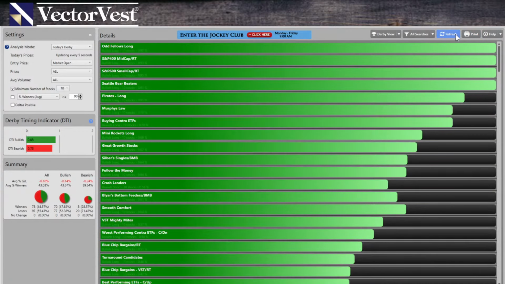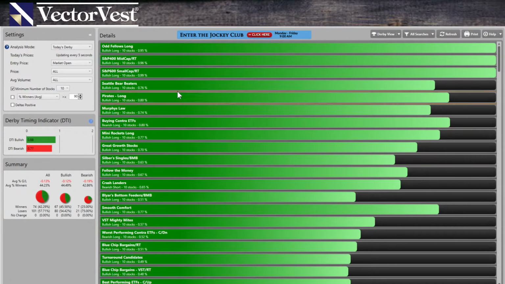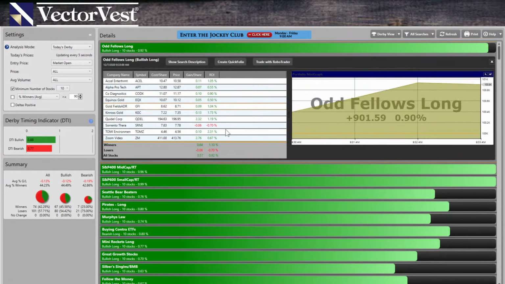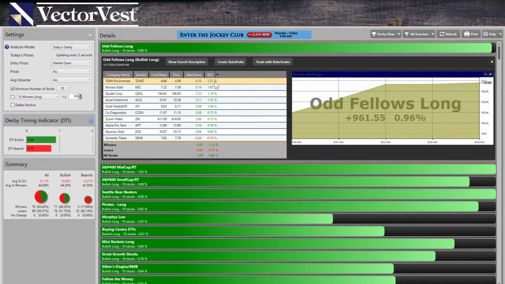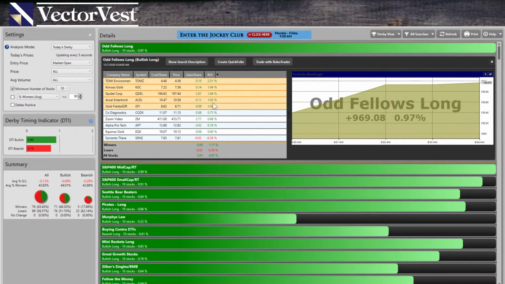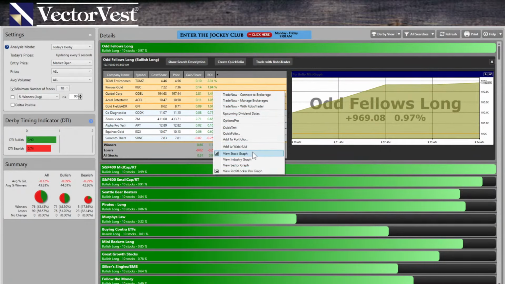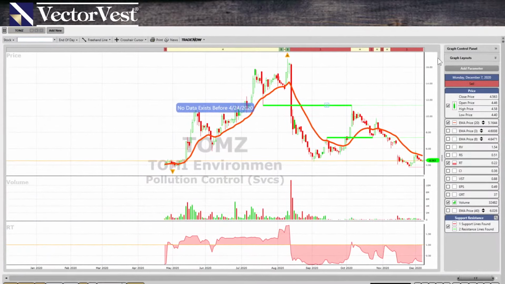I'll hit the refresh again. Oddfellows Long is at the top of the list. But again, no true direction as of right now. But let's see what stocks are moving. All right, look at the equity curve of the 10 stocks. The equity curve was moving up, starting to flatten out a little bit. Let's hone in on the stocks that are moving up the most by return on investment. I'm going to highlight all of the stocks that are up at least 1%. I'm going to right-click. Let's see if there's any of these that I want to take advantage of.